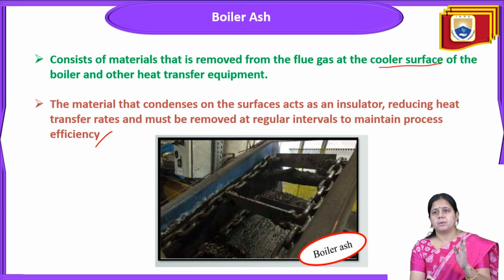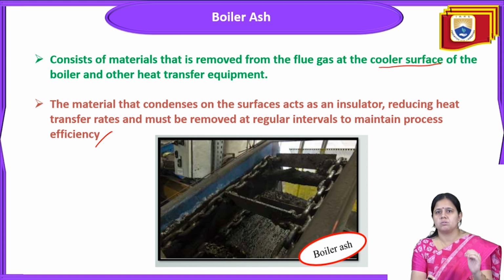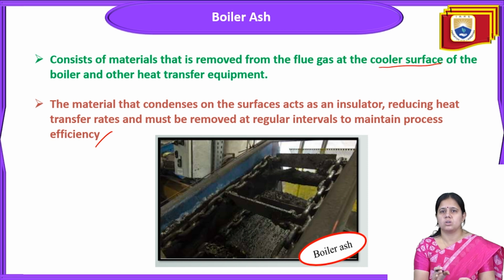What actually happens in this boiler is that a cooler surface will be there, and many other heat transfer equipments have been installed. The material that condenses on the surface of the boiler acts as an insulator, reducing the heat transfer rate, and it must be removed at regular intervals to maintain process efficiency. So like this, the boiler ash will be there.